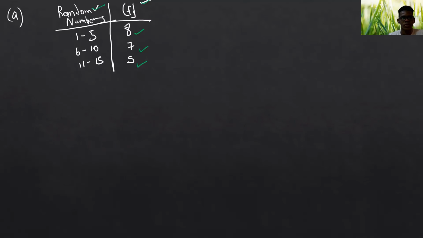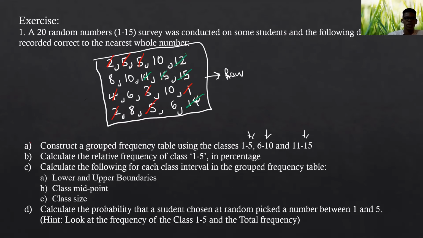So you got your headings and you got these values correct. That would be 4, right? I would do 4 to 4. Now, part B asks us to calculate the relative frequency of class 1 to 5.